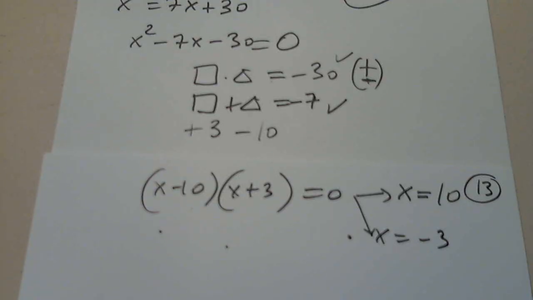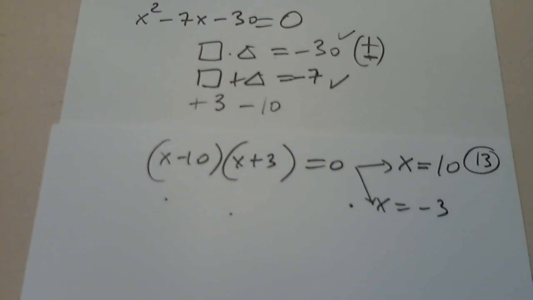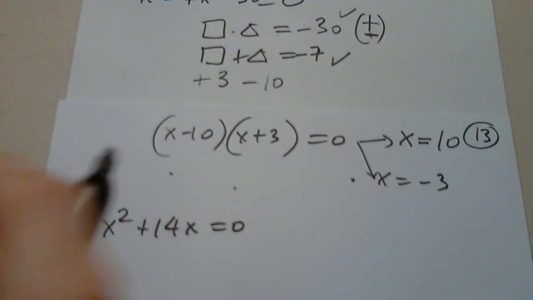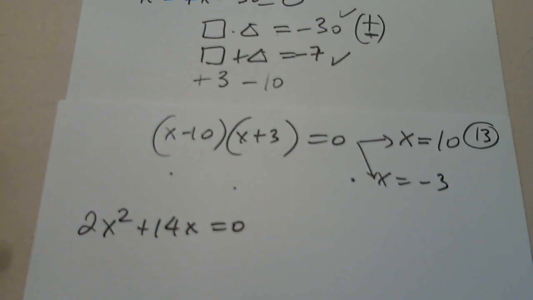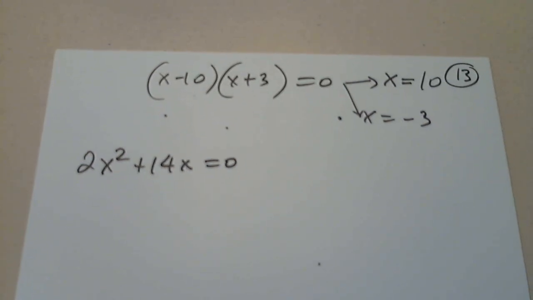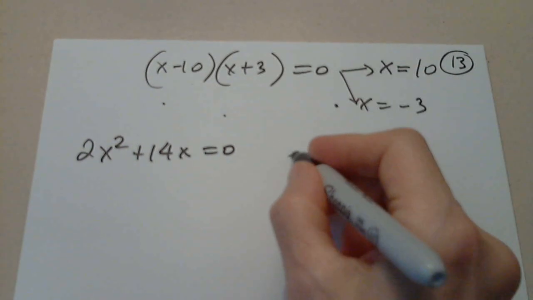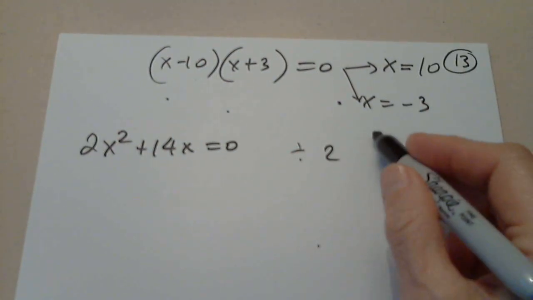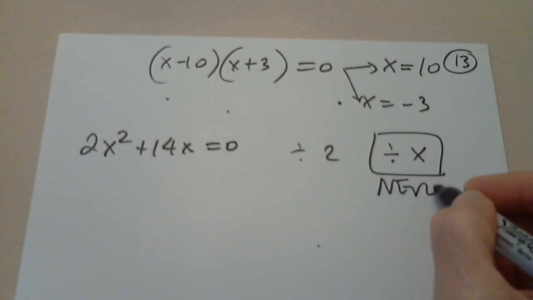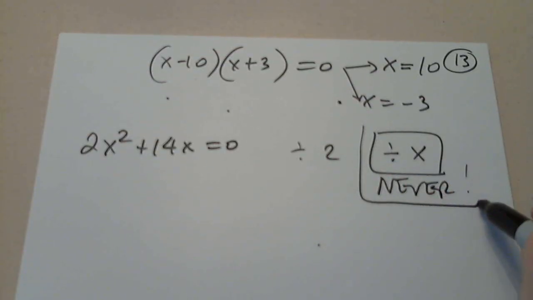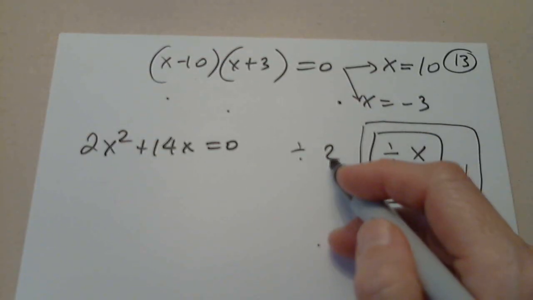Yes, I would like to work on number 5 for a second. So this is 2x squared plus 14x equals 0. We are allowed to simplify equations, but never by dividing by the variable. So this is an equation. I want to make it as simple as possible. I see that 2 is a common factor. I cannot divide by x. Never. And you can say, but x is a common factor. True, but we never divide by variables. Ever, ever. But by numbers, it's okay.